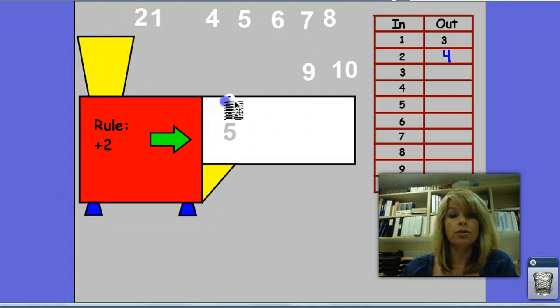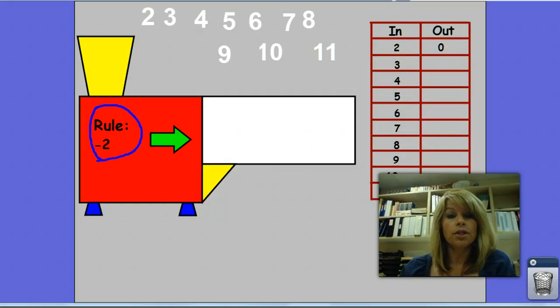3 + 2 is 5. Did you get that right? 5 is the answer. 3 + 2 is 5. And we don't really need a fancy machine to do that. We can think about the numbers over here. 4, the rule is +2, makes 6. And we can keep going. 5 + 2 is 7. I like to write that rule right next to the input number.